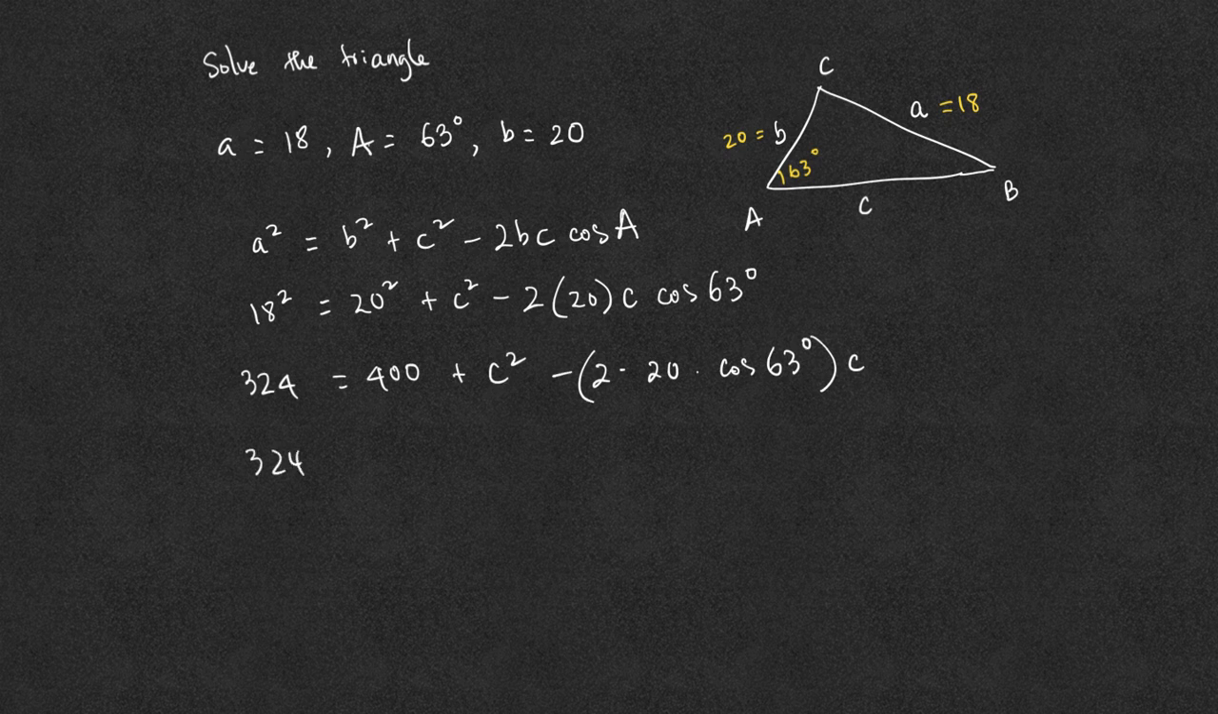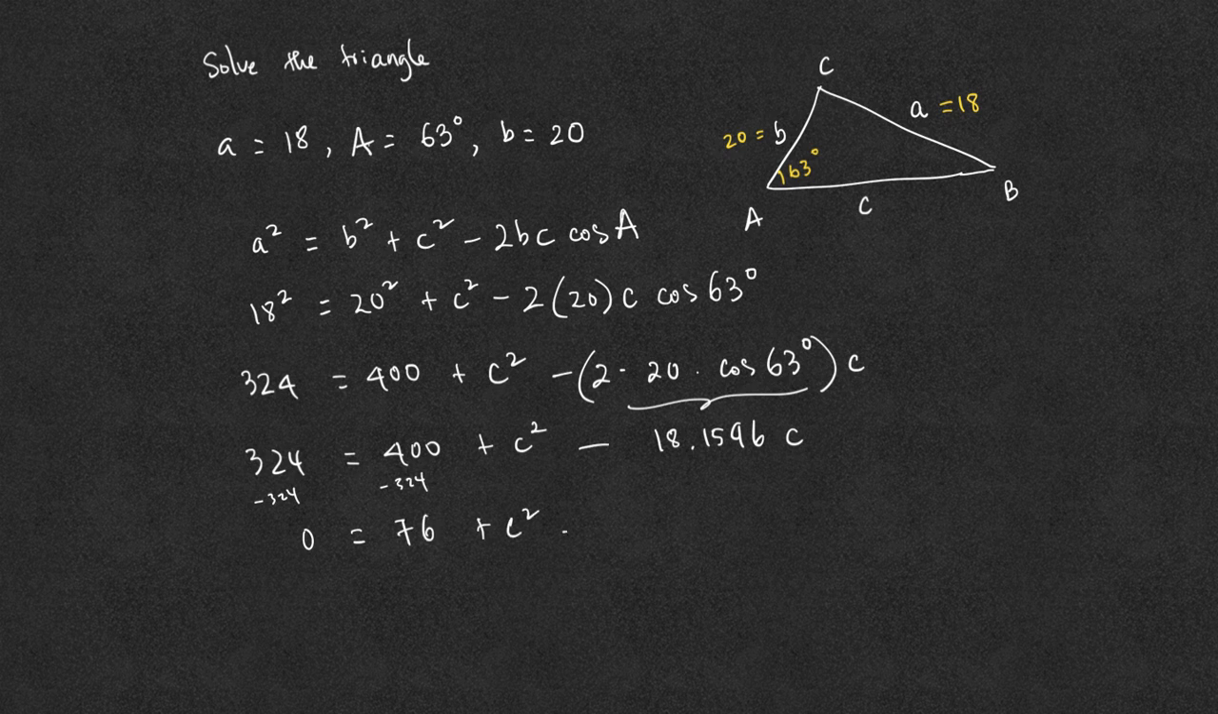This is 324 equals 400 plus c squared minus, evaluate 2 times 20 times cosine of 63 degrees in a calculator using degrees mode. We get 18.1596 and we bring down c. We then zero this out by bringing 324 to the right hand side. We obtain 0 equals 76 plus c squared minus 18.1596c. The goal is to find c.